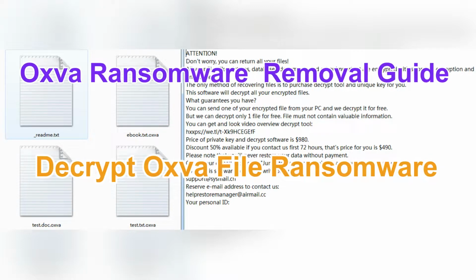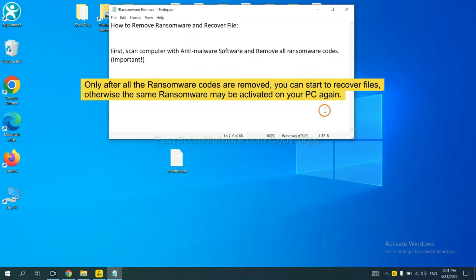Hey guys, this video will show you how to remove Oxva ransomware. To remove this ransomware, first we need to use professional anti-malware to scan your computer, and then remove all the ransomware codes. This is important because the codes might activate the ransomware sooner or later if you do not remove all of them. So we are going to use SpyHunter 5 to scan your computer.